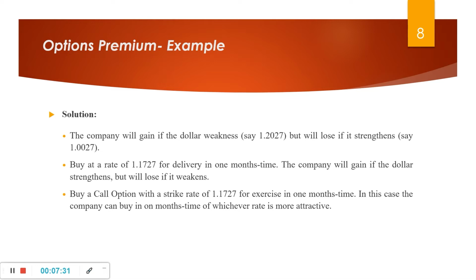Buy a call option with a strike rate of 1.1727 for exercise in 1 month's time. In this case, the company can buy in 1 month's time at whichever rate is more attractive. It is protected if the dollar strengthens and still has the chance to benefit if it weakens.